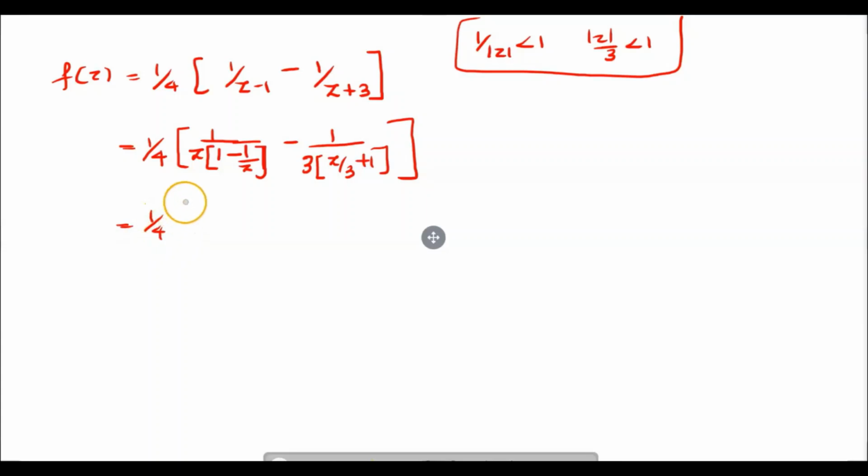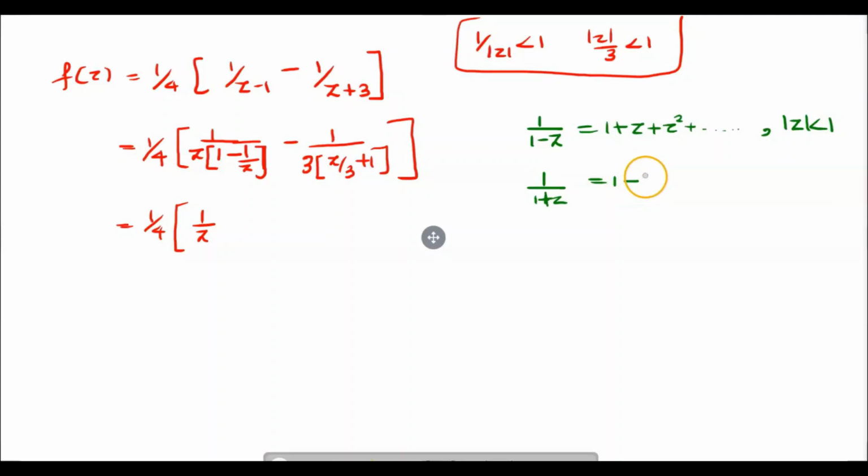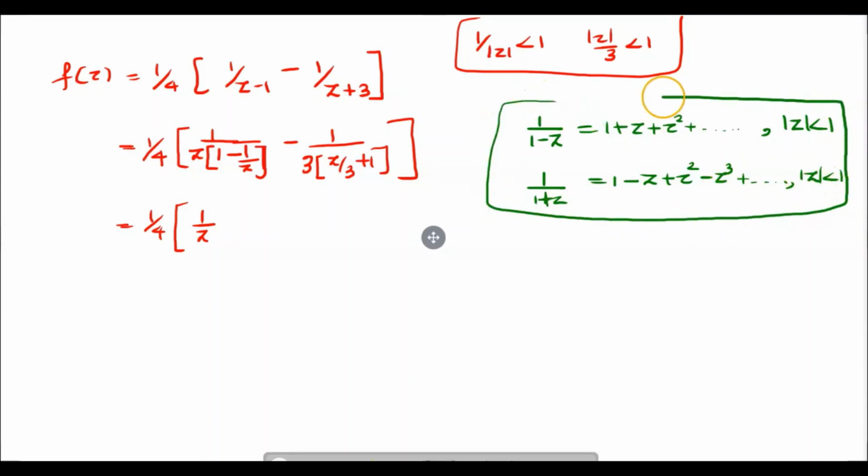So this is 1 by 4, 1 by z and 1 minus 1 by z, 1 by 1 minus 1 by z. Always remember the geometric series 1 by 1 minus z and 1 by 1 plus z. This is 1 plus z plus z square plus etc., which is valid for mod z less than 1. And 1 by 1 plus z has alternating plus and minus: 1 minus z plus z square minus z cube plus etc. This is also valid for mod z less than 1.